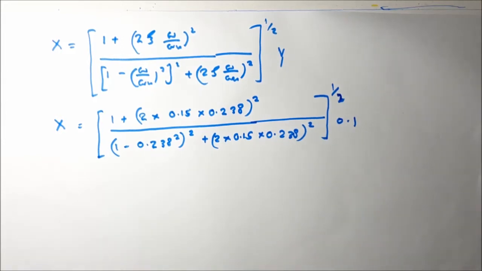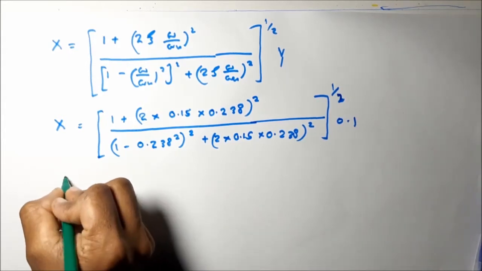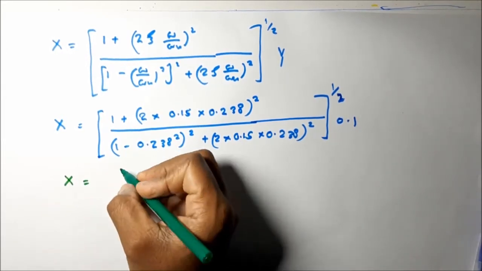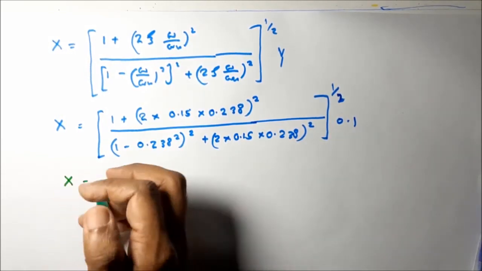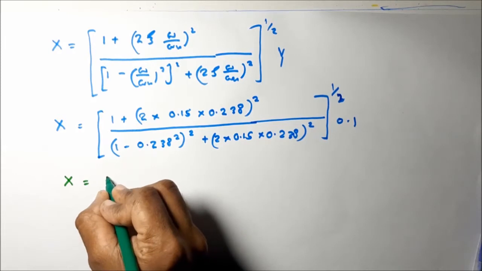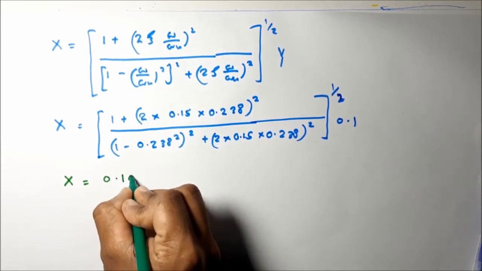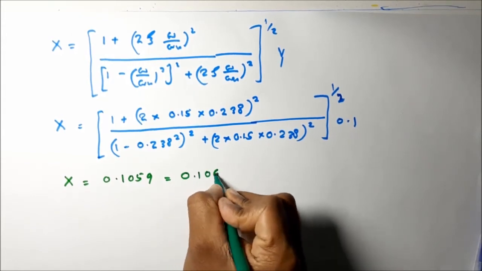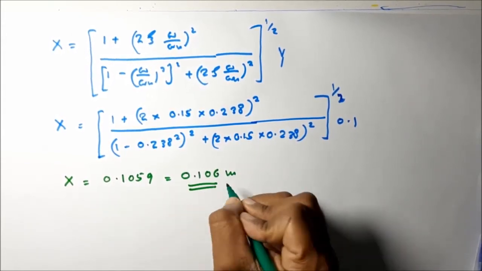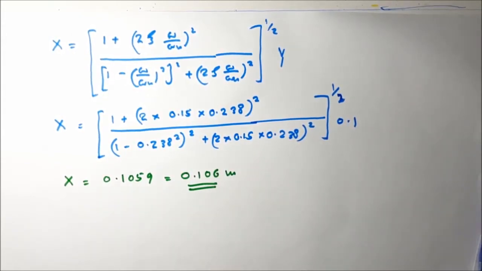So then I can simplify this equation. I already have the simplified values, so I just write them. By simplifying this equation, finally we get 0.1059. That means it is equal to 0.106 meters for the amplitude of vibration.